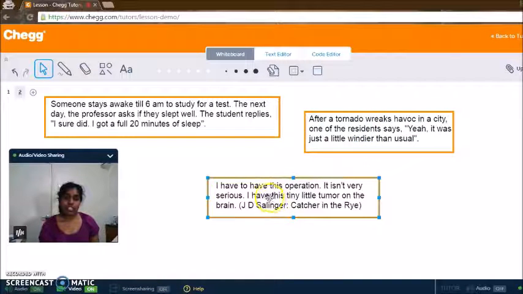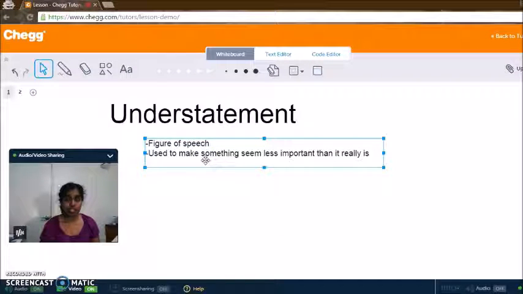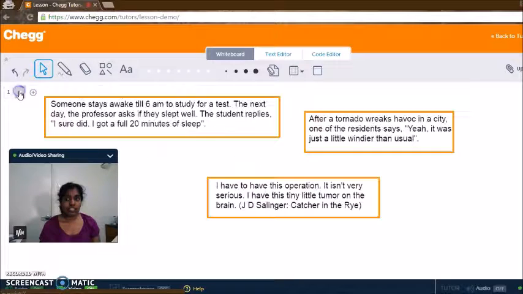Another example of this can be seen in the book Catcher in the Rye, which is a great book written by J.D. Salinger. It says, I have to have this operation. It isn't very serious. I have this tiny little tumor on the brain. Now, we all know that a tumor in the brain is not a laughing matter. It can be fatal, it can do so much damage to you, and they're saying, oh, it's not very serious. So that is a huge understatement. They're trying to make a tumor seem less important than it is, when actually it could have such a fatal, crucial effect on their life.